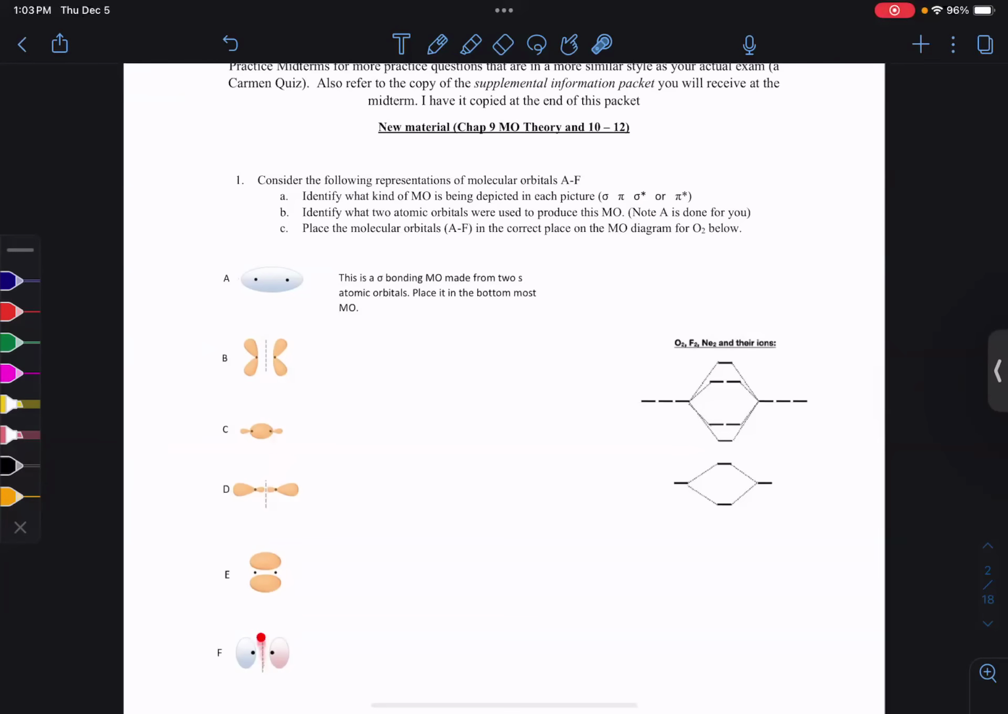So I have a bunch of different MOs here, and we should be able to, one, identify what type of MO is being depicted. So we should say sigma or pi star, etc. And we should be able to locate these MOs on this diagram, all right? So that is a learning objective from chapter 9.